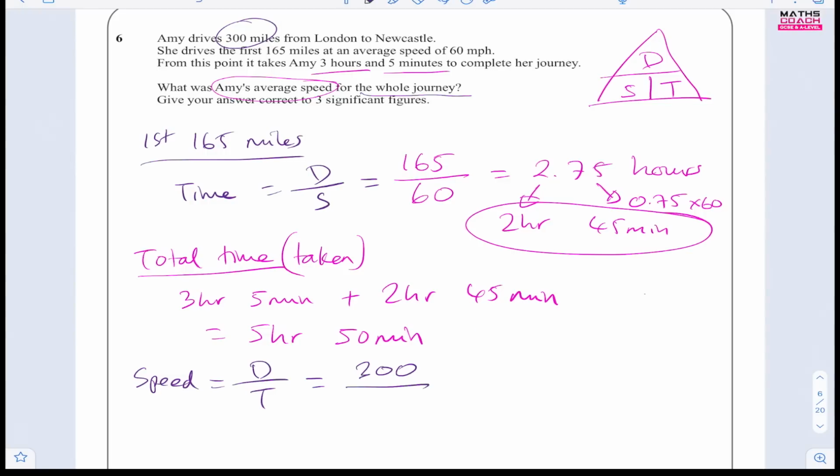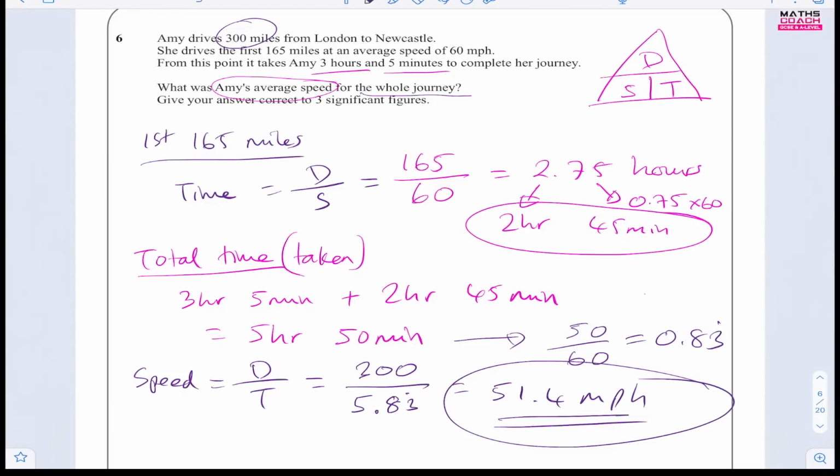So we've got the 5 hours already, so it's going to be 5 point something, and the 50 minutes we are simply going to do 50 divided by 60, and that gives us 0.83 recurring. So we can write 5.83 recurring, and there is a button on your calculator to show recurring, but if you were to just put 5.83, it won't be a problem because it won't be too far off the final answer. And now this gives us 51.4 miles per hour. So this is her average speed for the entire journey.